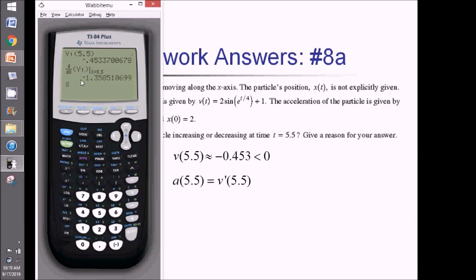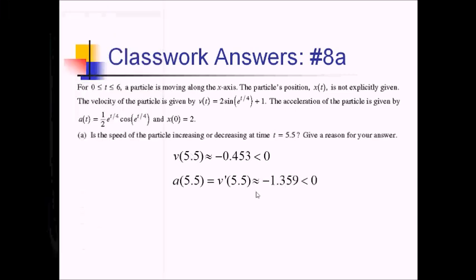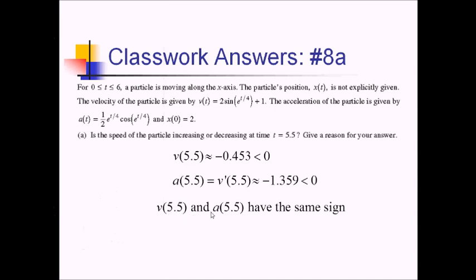This comes out to negative 1.359, which is also negative. So we notice that v of 5.5 and a of 5.5 have the same sign, which means that our particle is speeding up at time 5.5.